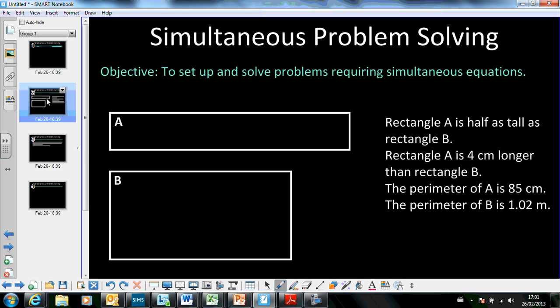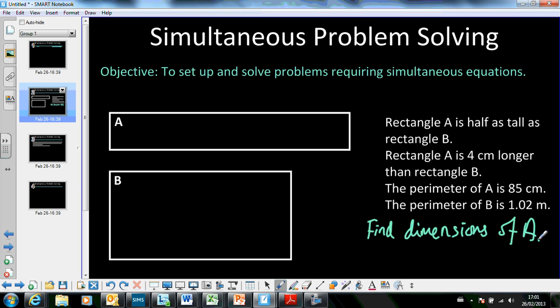So I've got a question here. Rectangle A is half as tall as rectangle B. Rectangle A is 4 centimeters longer than rectangle B. The perimeter of A is 85 centimeters and the perimeter of B is 1.02 meters. And the question, though I haven't written it down, is find the dimensions, the length and the width, and the heights of A.